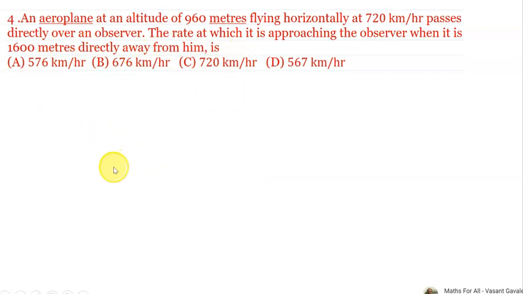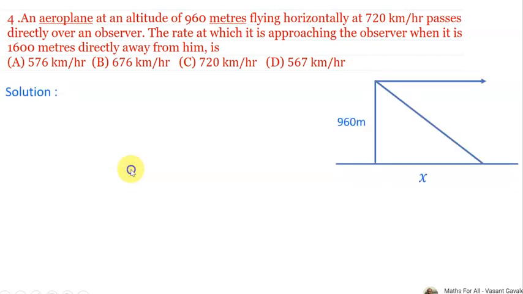Okay, these are the options. We want to find out the rate at which it approaches the observer. Now here, see the figure: x is the height of the plane, y is the distance of the plane from the observer.